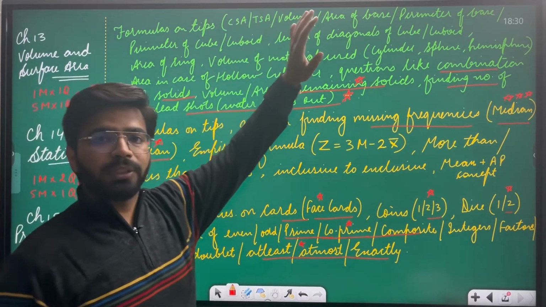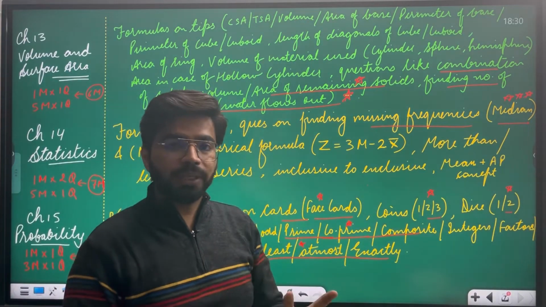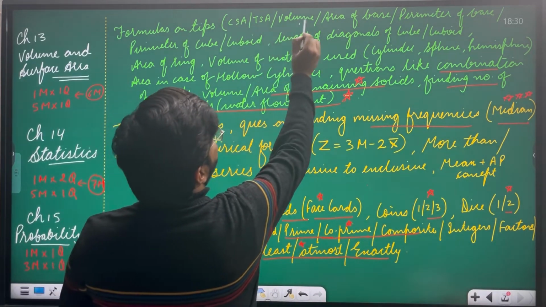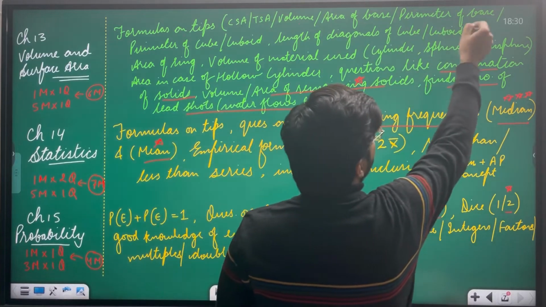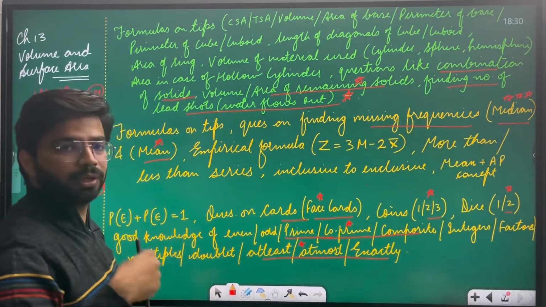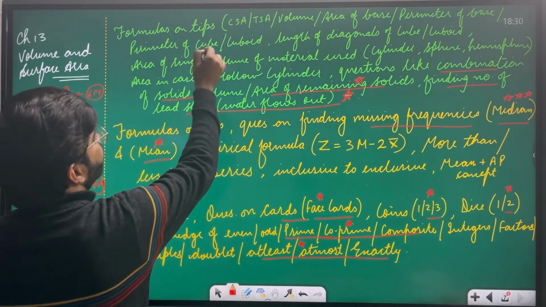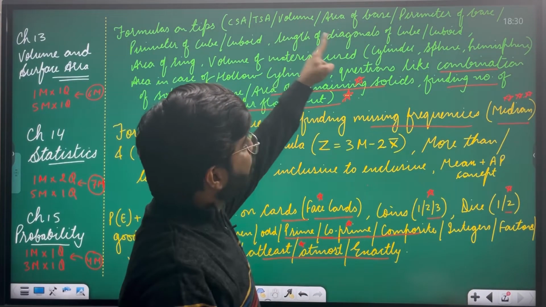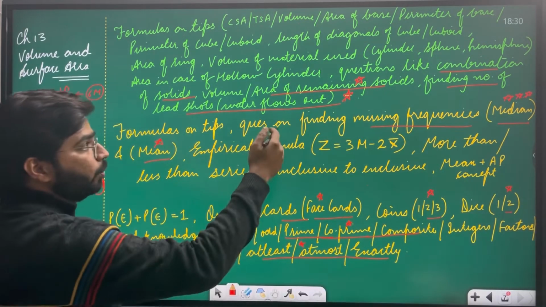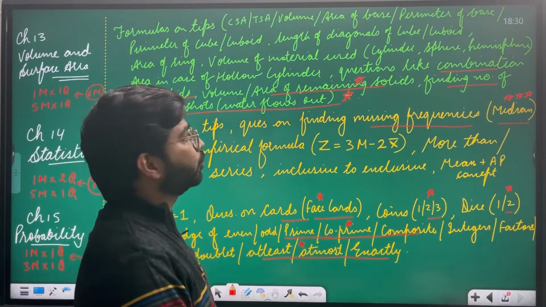Formulas should be on your tips. Once I tell you which formulas you should remember: these are CSA, TSA, volume, area of base, perimeter of base. Which base? It can be the base of a cone or cylinder, meaning a circular base, right? Then we have perimeter of cube, cuboid, and length of diagonal of cube and cuboid. Yes, please do it. It has come in 1 mark questions. Even in the CBSE sample paper it is given.